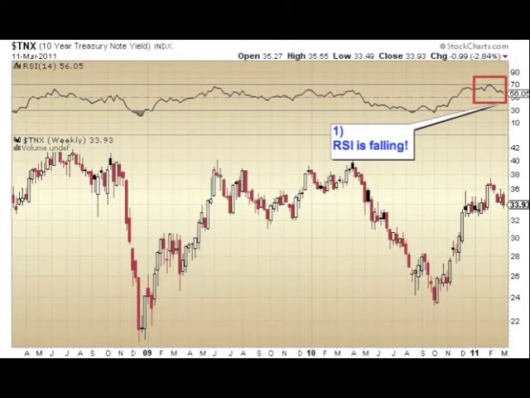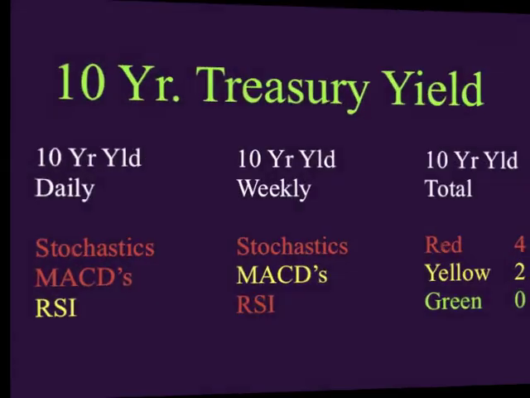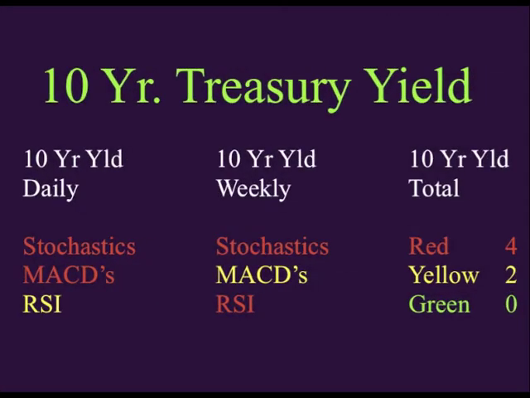And up top, the relative strength index doesn't look too good either. It's been overbought and it's falling too now, so we gave this one a red mark. And so summing things up for the 10-year Treasury yields, we analyzed daily charts and the weekly charts. On the daily charts, we found the stochastics and the MACDs were both negative, so we gave those a red mark. Relative strength index was still neutral, so we gave that a yellow mark.